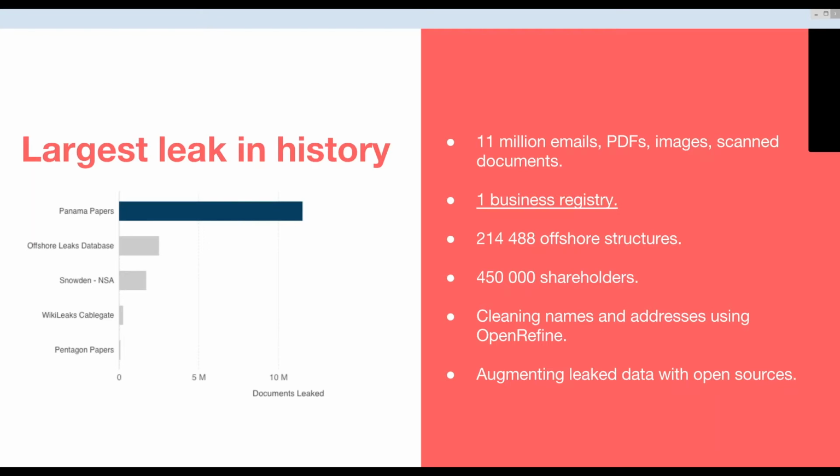All of that gives information about 214,000 offshore structures owned by 450 shareholders. This data was cleaned using a software called OpenRefine, and the leaked data was also augmented with various open sources.